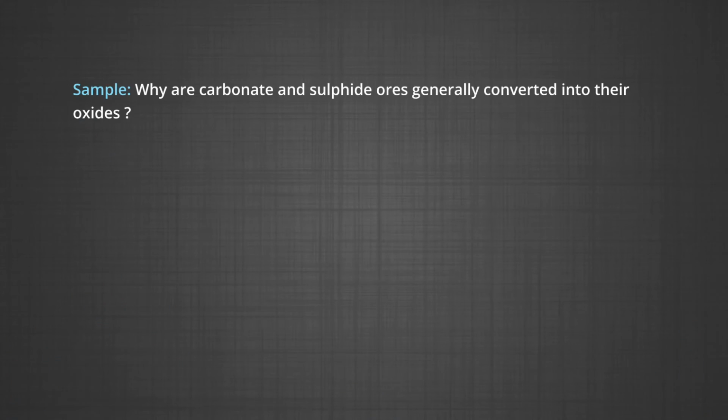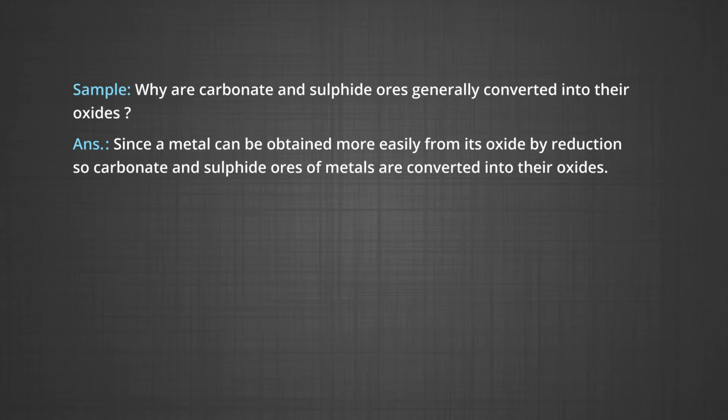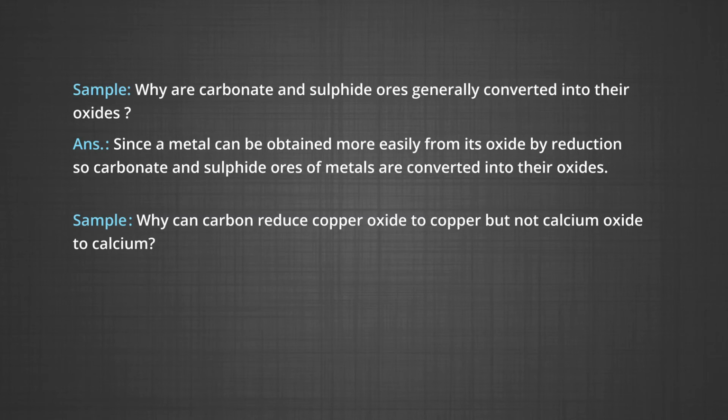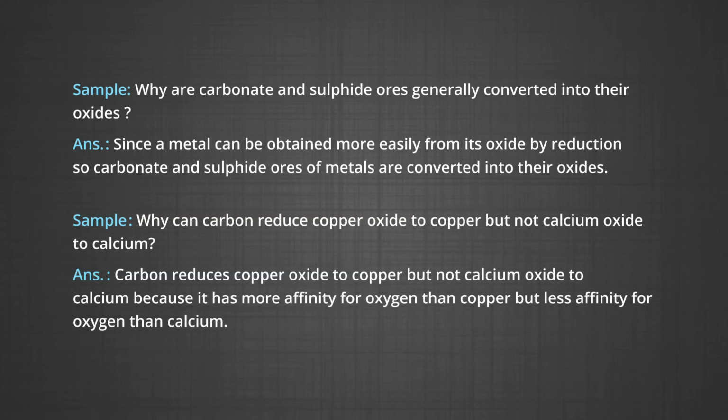Let us understand why carbonate and sulphide ores are generally converted into their oxides. This is because a metal can be obtained more easily from its oxide by reduction. So, carbonate and sulphide ores of metals are converted into their oxides. Another thing that we studied is why carbon can reduce copper oxide to copper but not calcium oxide to calcium. This is because carbon has more affinity for oxygen than copper but less affinity for oxygen than calcium.